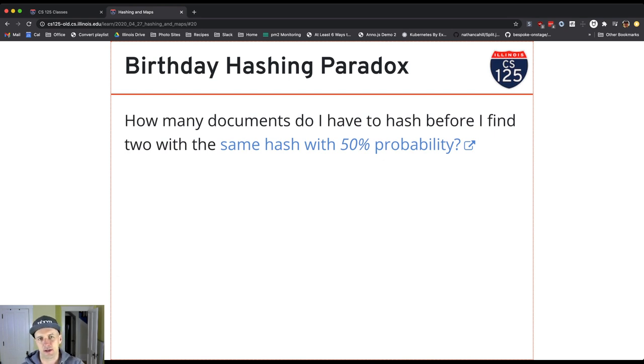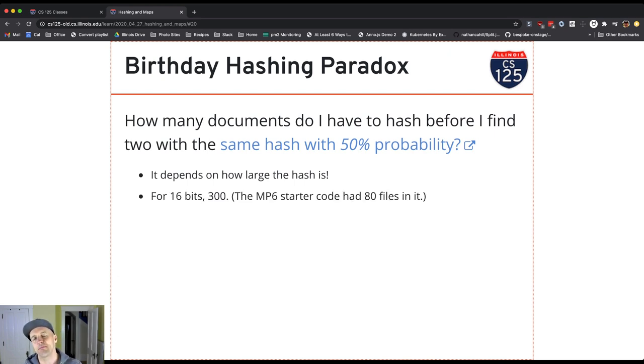So what I'm going to do is look at this in relationship to the size of the hash, okay? If I have a 16-bit hash output, the hash function produces a number that's between 0 and 2 to the 16th minus 1, which is like 65,000 or so, then I only need 300 files before the probability that there would be a collision would be over 50%. And this is from an old semester, but the Android starter code that we gave you for MP0 probably had at least 80 files in this. So 16 bits is not enough.